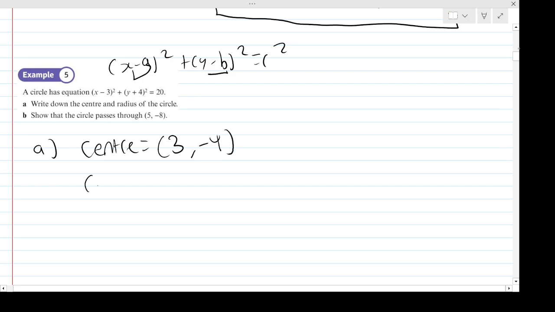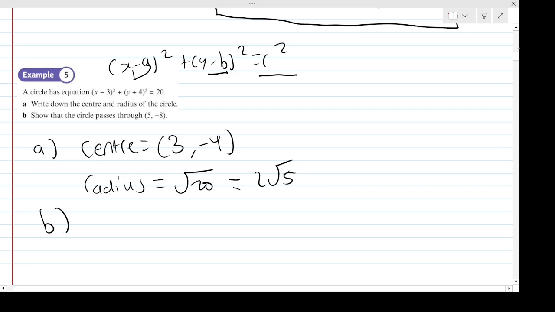Then the radius, well, we have equal to 20, but here it's r squared. So the 20 is the radius squared. So to get to the radius, we need to root 20, okay? So that'd be my radius for the circle. And that actually simplifies to, I believe, 2 root 5, is it? Yes, 2 root 5. There we are. So that's part A then.